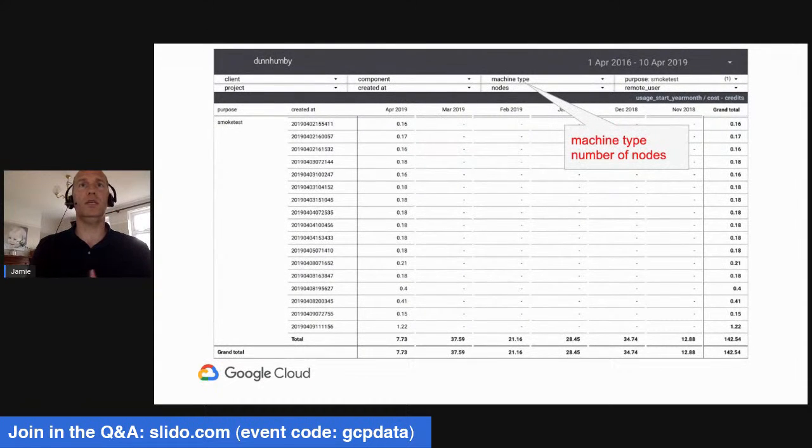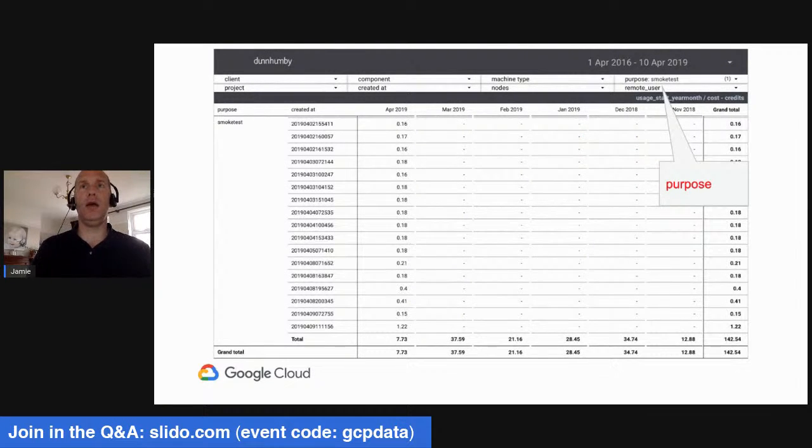We can slice and dice this data by the number of nodes in each of those clusters. When somebody creates a short-lived cluster, they specify how many nodes they require. So we can compare the cost of different clusters depending on the number of nodes, and that gives our people the capability to test out the effect of adding new nodes. It may make the work quicker, but is there a cost benefit to doing that? That's what we like them to try and analyze.